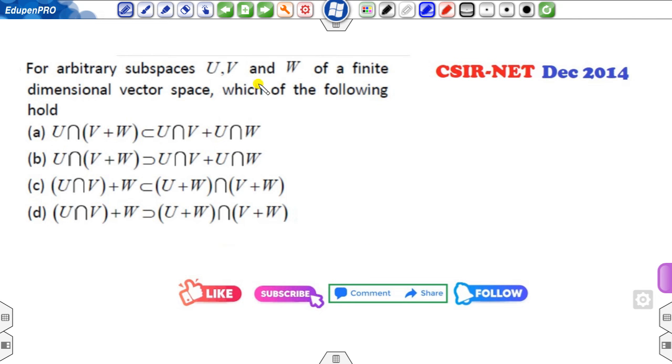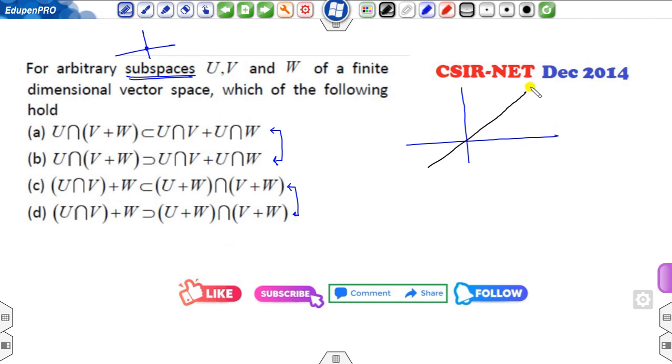For arbitrary subspaces U, V and W of this. Now, clearly seen from the first and second, either one of them is the correct option because one is a subset and the second is a superset. Similarly from this. What is the subspace? As I gave you the shortcut, it is a line which passes through the origin. So I can consider it graphically. Let's say one subspace is this which passes through the origin. I call this U. Fine. V is my subspace which passes through this origin, that is my V, and this is my W.